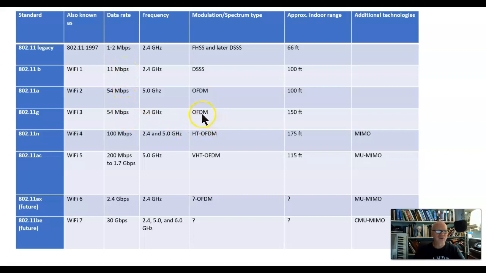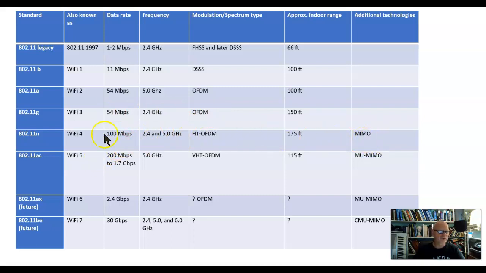It also used this OFDM, orthogonal frequency division multiplexing, but was able to get a little bit farther, again, by dropping the gigahertz, the frequency. We can get a little bit more out of it and still maintain the same speed here because of improvements in OFDM.